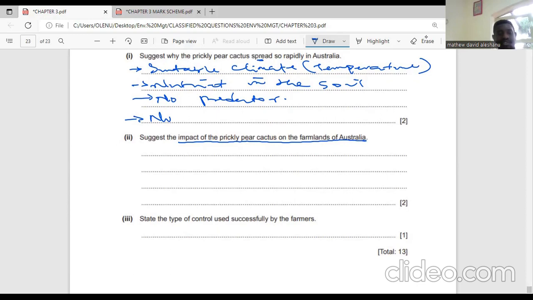Then lastly, the last question on this chapter 3 is, state the type of control where they use another organism to control it. That's biological control.